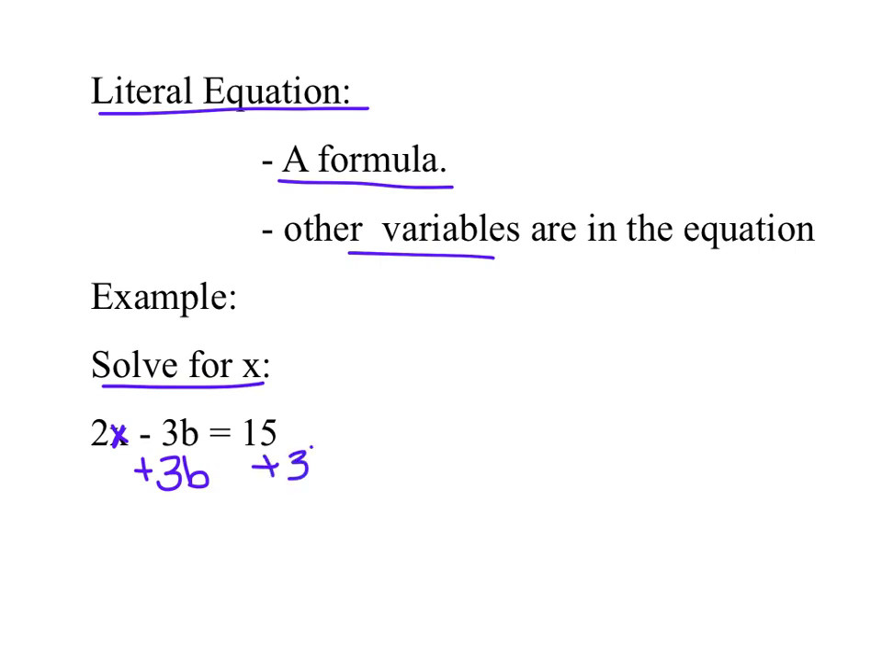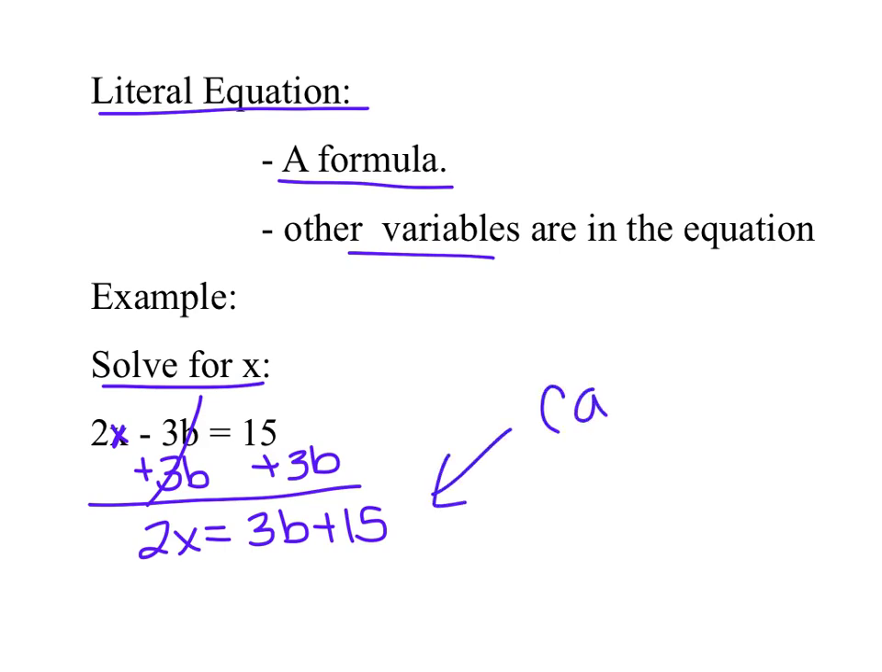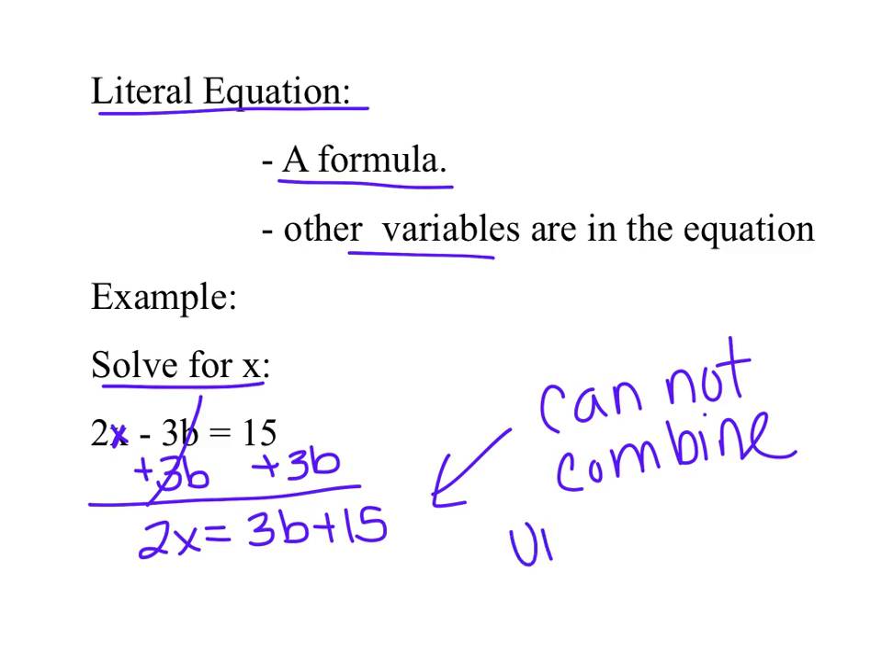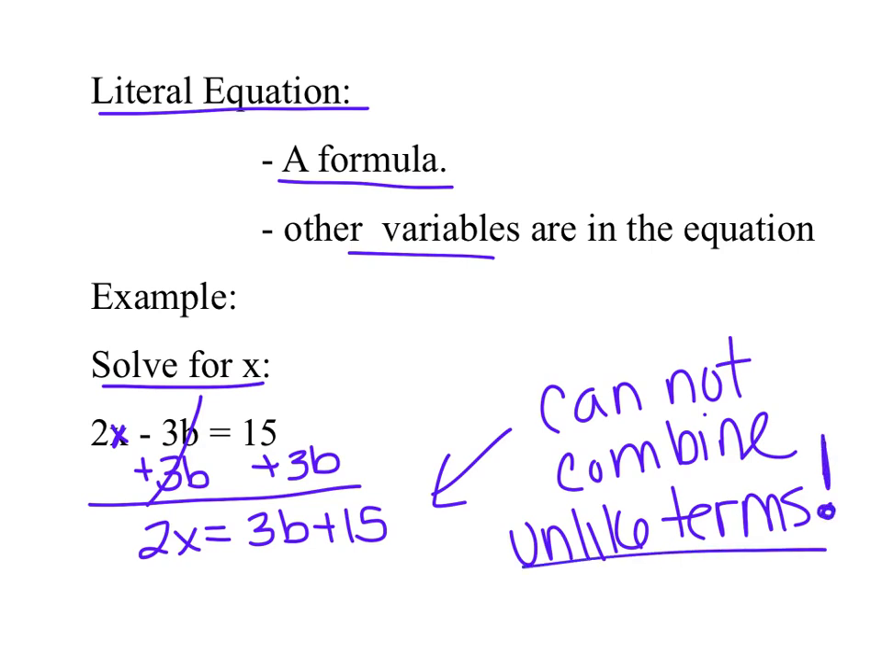Now we know that 3b and 15 cannot be added together. So since 3b and 15 cannot be added together, I just make it 3b plus 15. So it's actually a little easier because you're not actually doing any math, but you have to realize you can't do the math. Okay? Cannot combine, because these are unlike terms. Exclamation point, because that's very exciting.